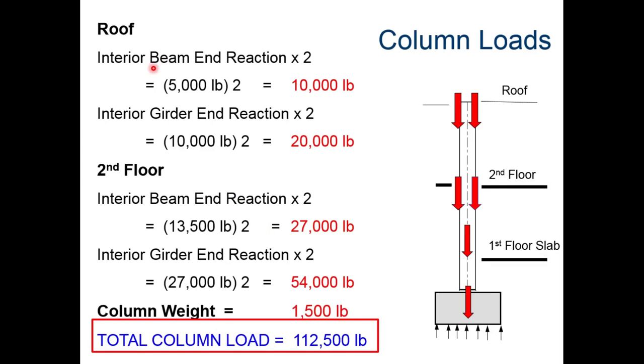So that's why an interior beam times 2 and interior girder times 2. That's how we get these 2 numbers, and that's just for the roof. Then they do the same thing for the second floor. It has some different end reactions, and then they also incorporate the weight of the column. What you need to write down is this total column load. We're just going to assume we have this total column load of 112,500 pounds.